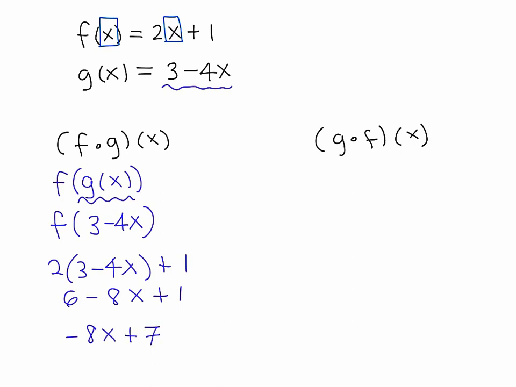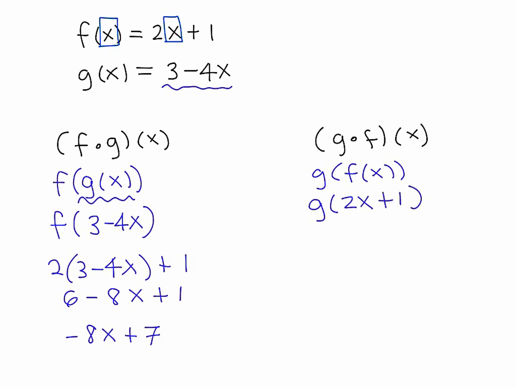Alright. In the previous video, generally we said f of g of x is not equal to g of f of x. Let's see. G circle f of x. That's the same thing as g of f of x. F of x is given to us as 2x plus 1. So we have g of 2x plus 1.